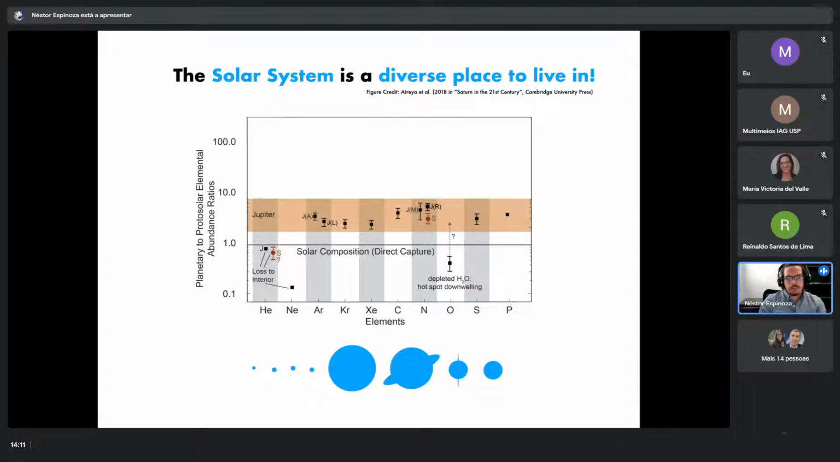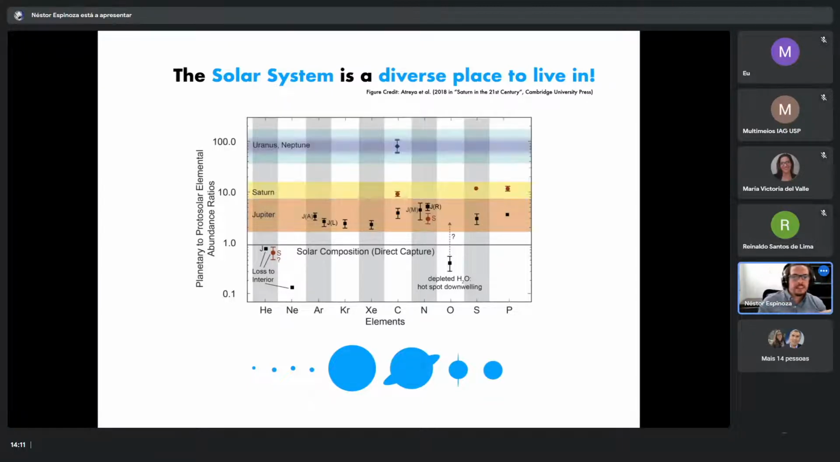And if you keep going to the planets in the solar system, from the most massive, which is Jupiter, to the less massive, you start seeing that they get more and more enriched. So Saturn is like 10 times more enriched, and Uranus and Neptune are like 100 times more enriched. You might be wondering, why are they more enhanced in these elements?